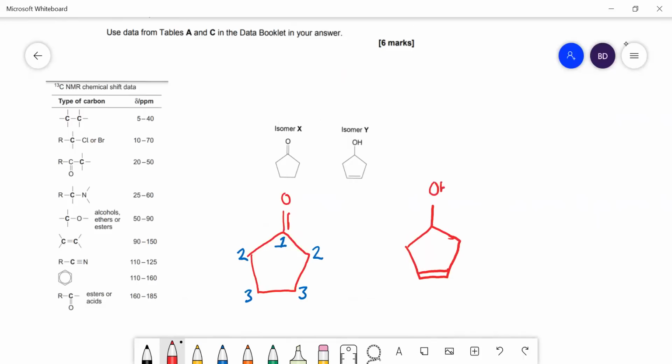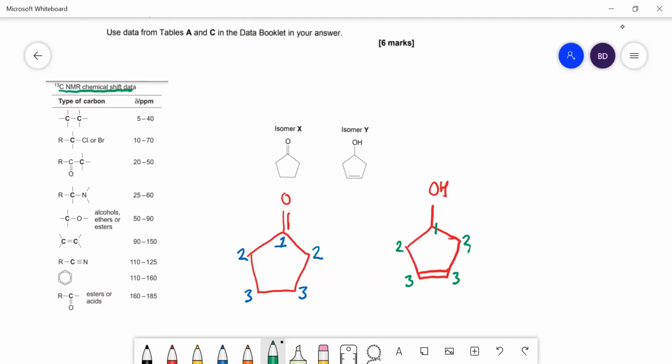So how many different carbon environments have we got in this one? We've got 1 there, 2 there, and 3 there. So that will give you 3 peaks. So you can't just do it on the number of peaks. You do need to look at the chemical shift data to be able to distinguish them. How could you distinguish them?